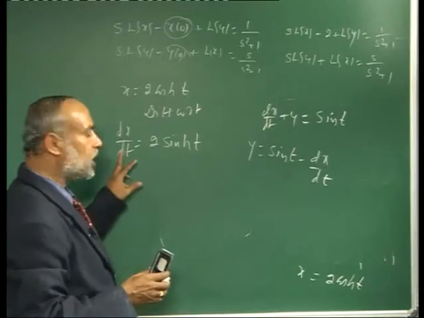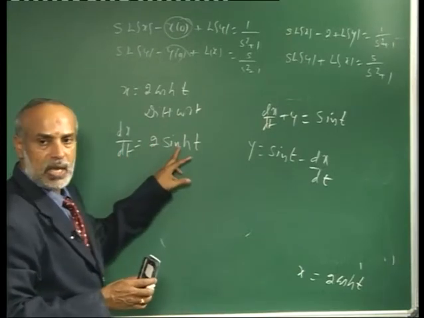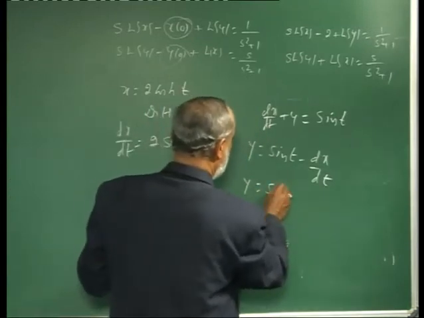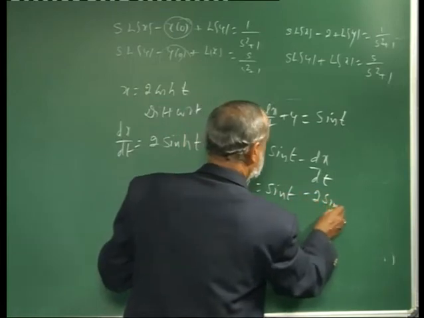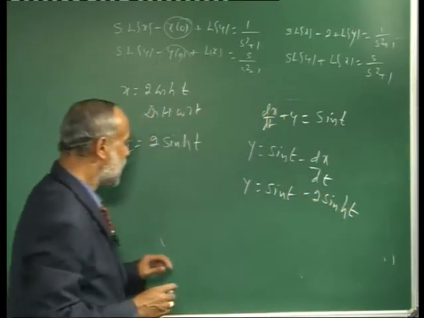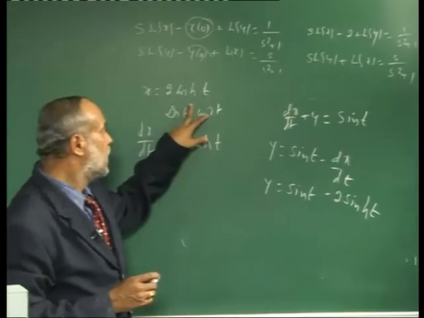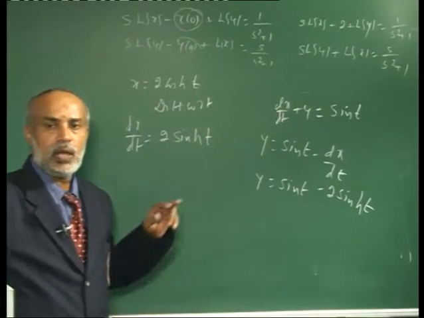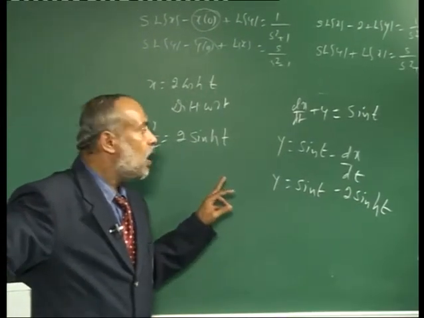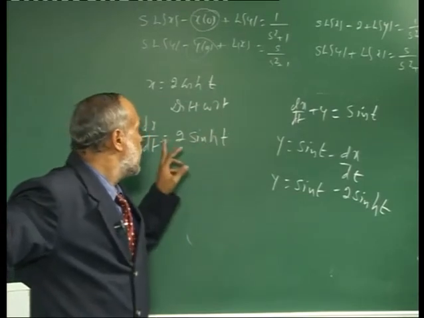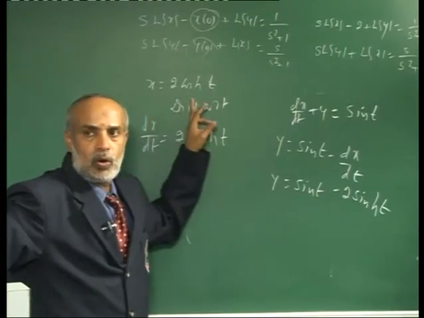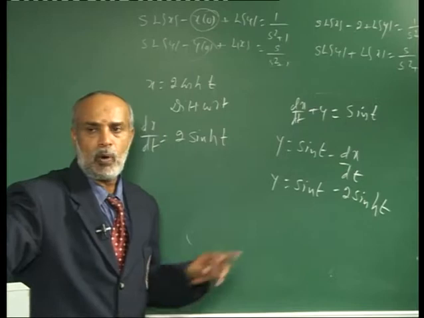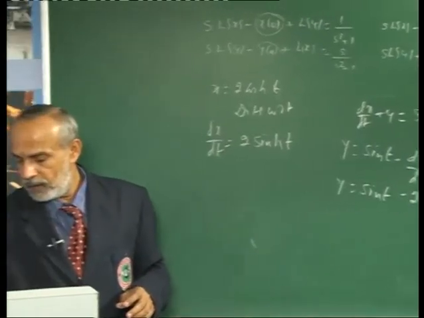You already know dx by dt, which is 2 sin hyperbolic t, so substitute it. Then y is equal to sin t minus 2 into sin hyperbolic t. So when x is 2 cos hyperbolic t and y is sin t minus 2 sin hyperbolic t, you are using the first two simultaneous equations, and after solving and using the boundary conditions, you get the solution x is equal to 2 cos hyperbolic t and y is equal to sin t minus 2 sin hyperbolic t. This is the required solution.